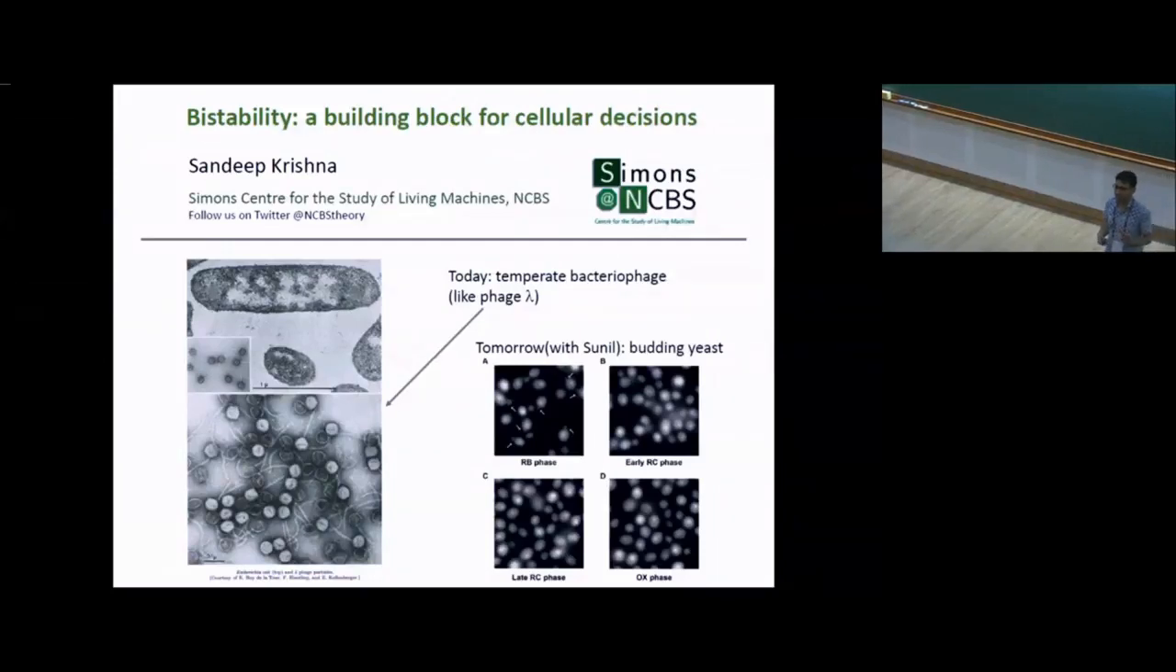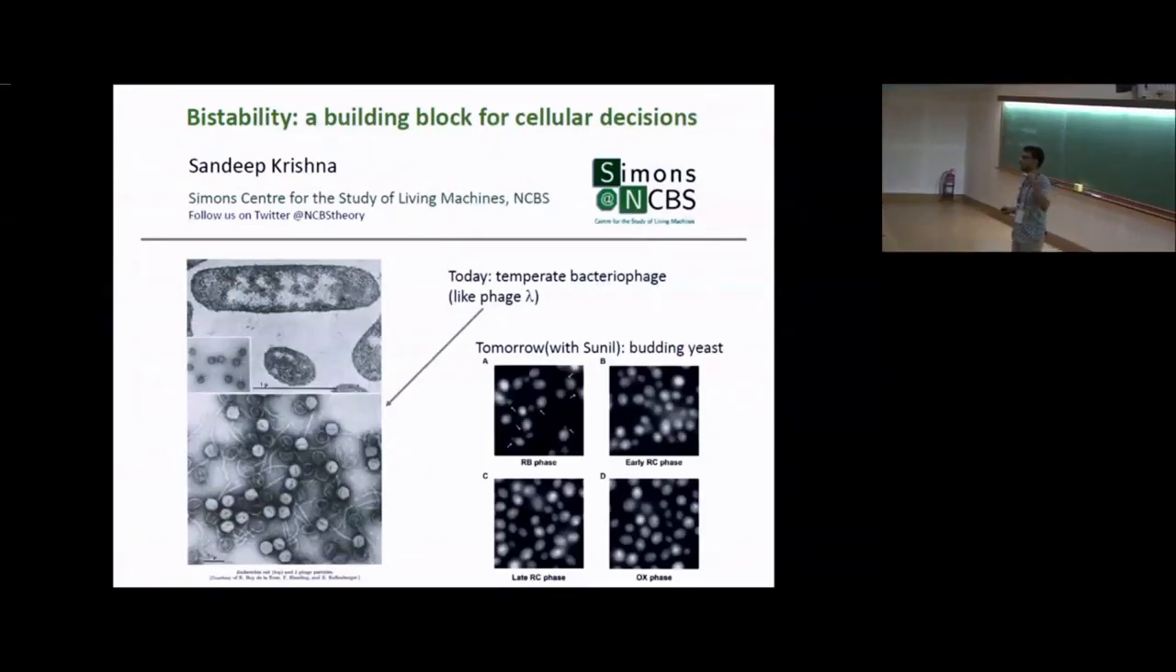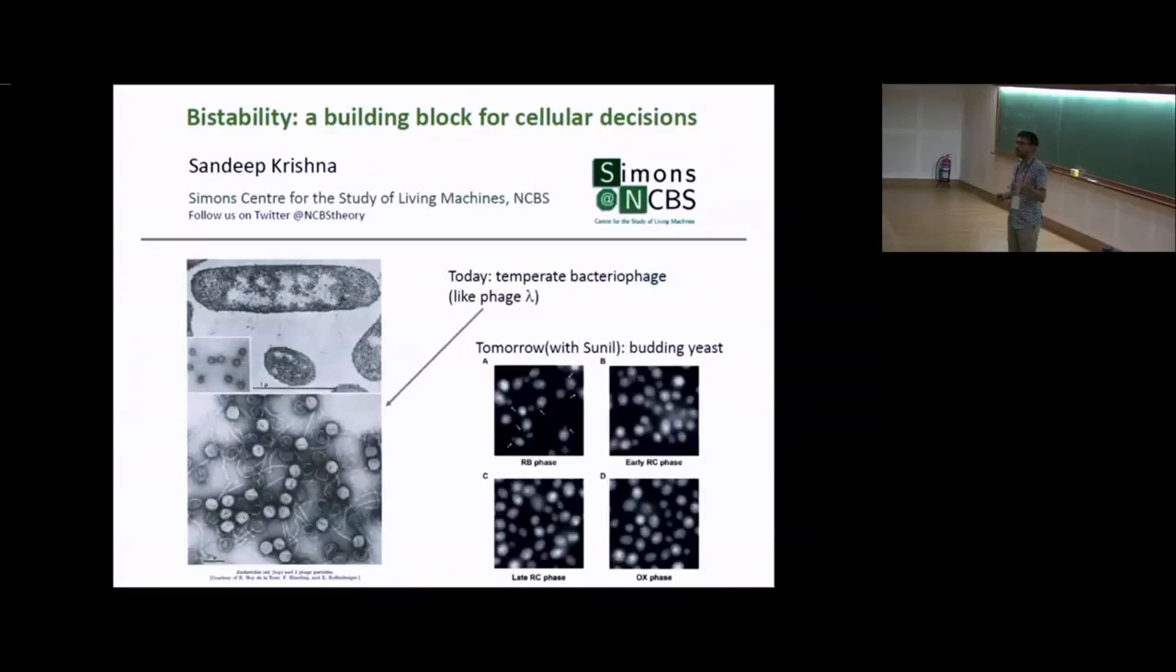And I'll introduce the idea of a cell, say, having two states or being capable of being in two states, using the example of temperate bacteriophage. I'll come to that in a second. But also tomorrow, with Sunil, we will look at some of the consequences of other kinds of cells, like yeast, being in two different states, and see at the population level what can happen if you have cells that have two different states. So that's tomorrow.